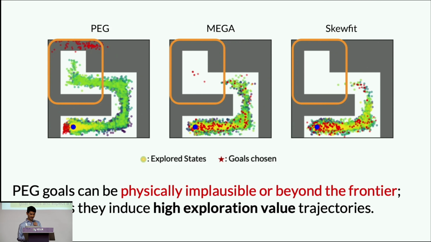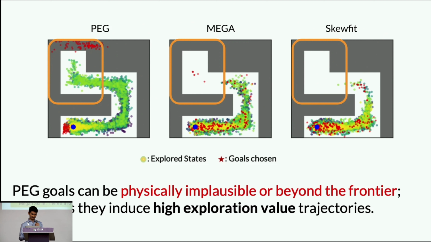If you actually analyze what's happening, we can look at the replay buffer and the chosen goal states for each method. What we see is that the green states for each method, which is basically the replay buffer, show that the PEG replay buffer is more expansive in this hallway than, for example, Mega and SKUFit. There are a lot more green states, or seen states, in the top left corner.